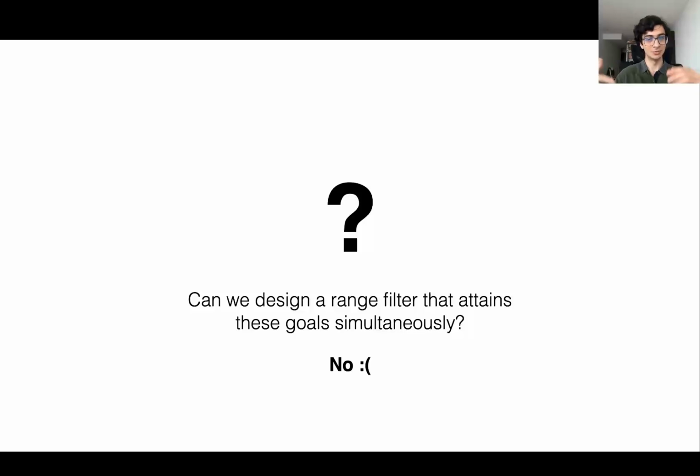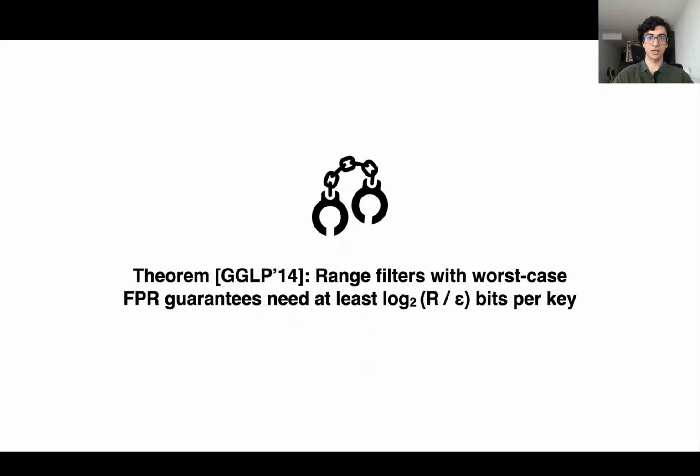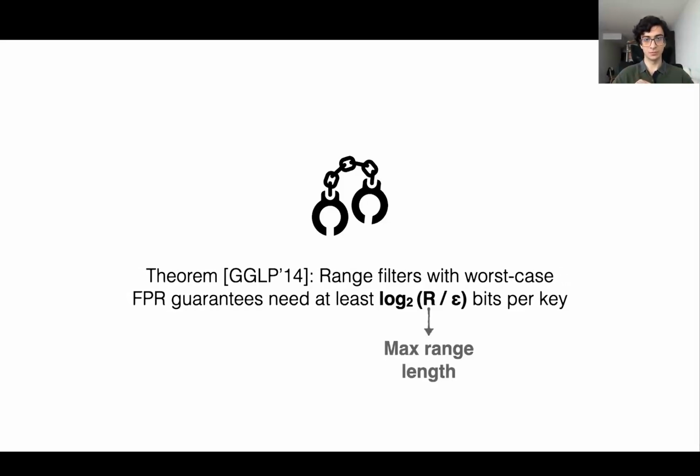So in some sense I was being a little bit unfair to the other baselines. The reason this is impossible is due to a theorem from back in 2014. It states that if you want to design a range filter with a worst case false positive rate guarantee, you would have to spend log of r over epsilon bits per key in terms of memory. To remind you, r is the maximum range query length we want to support, and epsilon is the false positive rate we want to achieve with our filter.